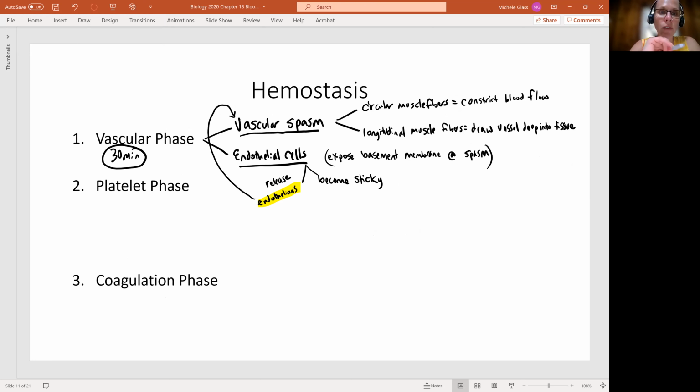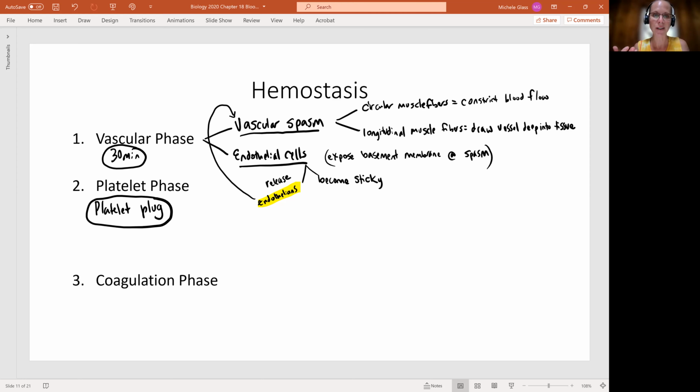But when we have our vascular phase and we have our exposed basement membrane and we have the stickiness to our endothelial cells, then as those platelets start moving through and come into this area, we start to see that the platelets are going to form, let's just go ahead and say, a platelet plug. And so basically what this is saying is that as those platelets are moving through this blood vessel, they get to this sticky area, right?